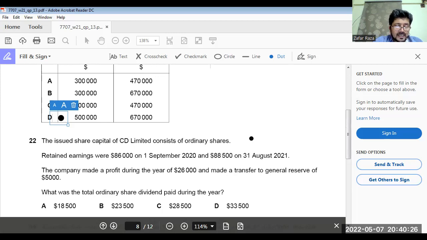Now see, retained earnings at start is 86,000 plus 26,000 profit, minus 5,000 general reserve, minus closing balance of retained earnings 88,500. It means they have distributed $18,500 as dividend.